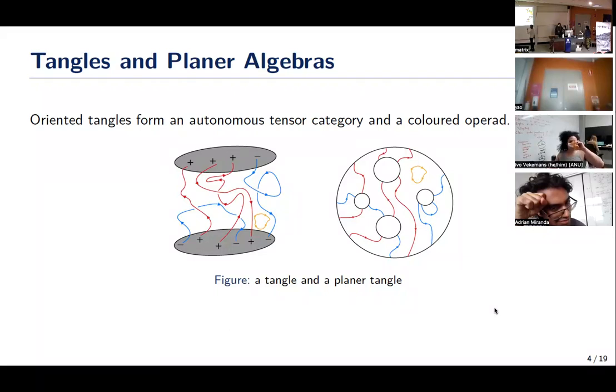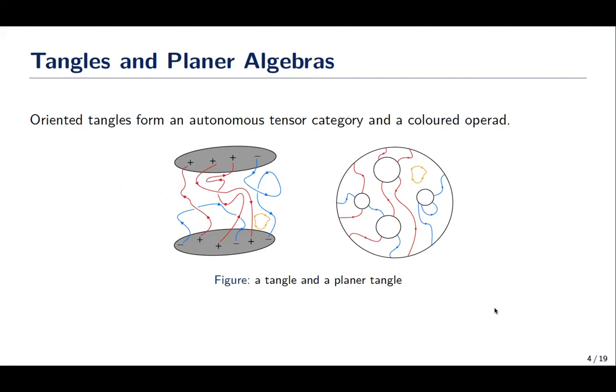So let's talk about the picture on the left first. In this category of oriented tangles, the objects are words on pluses and minuses, and the morphisms are isotopy classes of these braid-like strings. Please note that these are not only braids; these are generalized braids where free-floating loops are allowed. In this picture, this orange loop is allowed, and we are also allowed to have strings which start from the source of a morphism, like the blue one, which starts from a negative and goes into the same source object. So this is allowed.